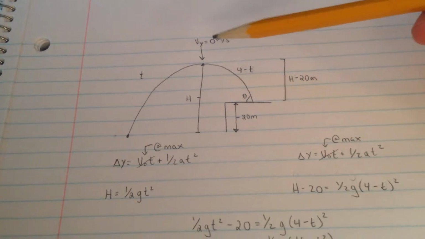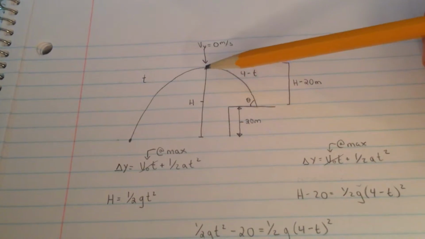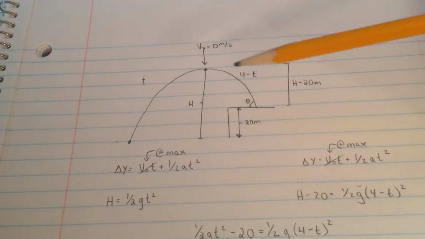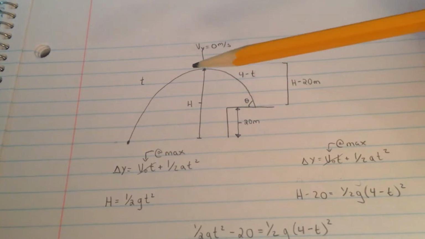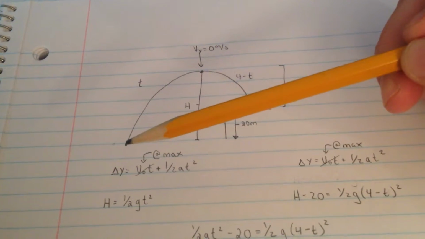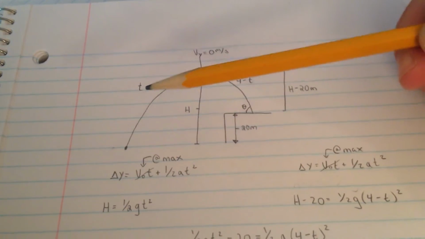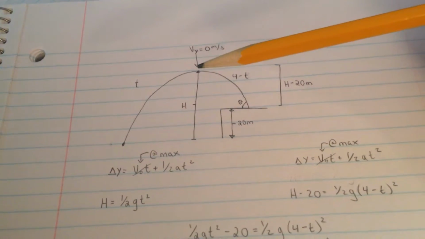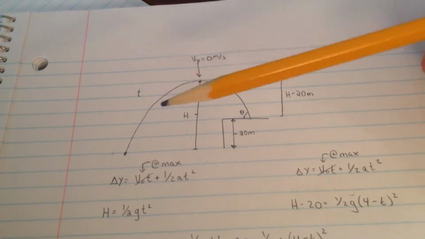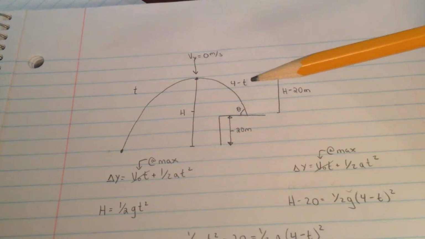All right, so we're going to break this down into basically two parabolas. We're going to look at this side of the parabola, and then we're going to look at this side of the parabola. Okay, so what I did is I took time, and I arbitrarily said that the time to travel from here to here is a variable t. And so therefore, the time that it took to travel from here to here is the total amount of time minus t, which I have right here, 4 minus t.